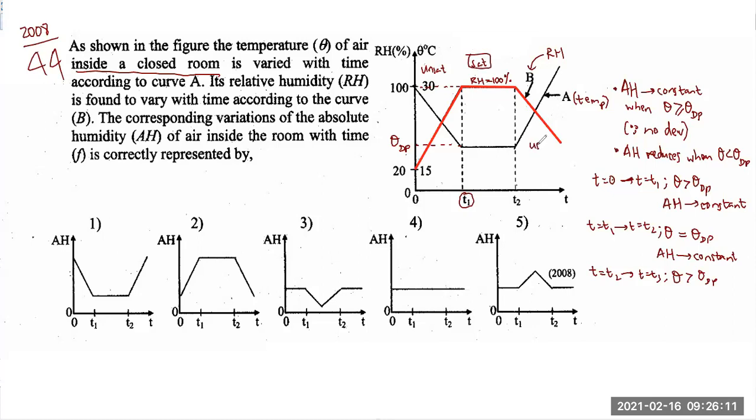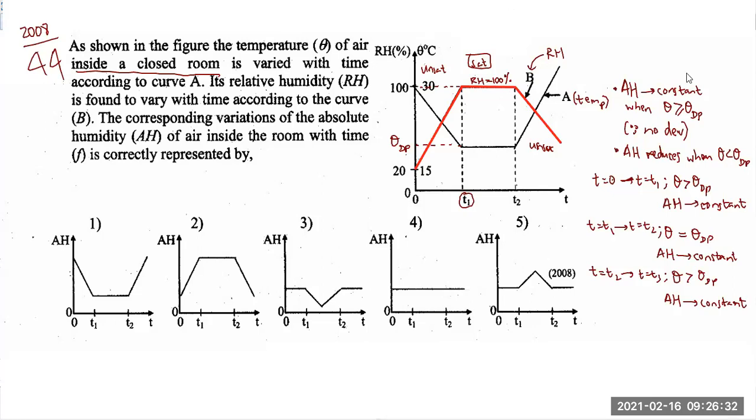So when it is unsaturated, there's no argument. The AH will not change. And even if it is saturated, since the temperature is not below dew point, dew is not going to form. So here also AH is constant. What is going to be the answer for this question?